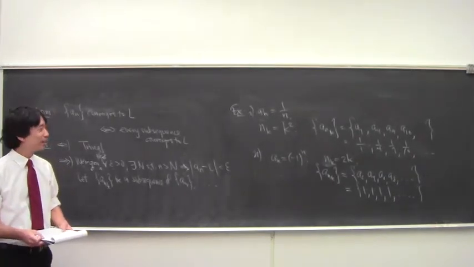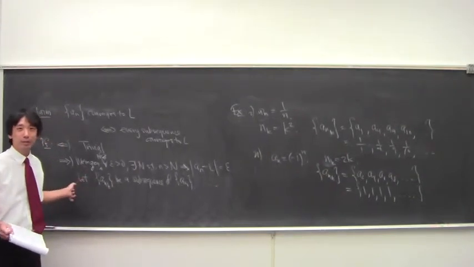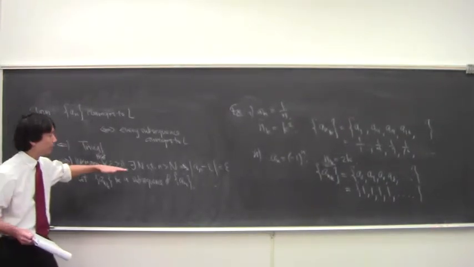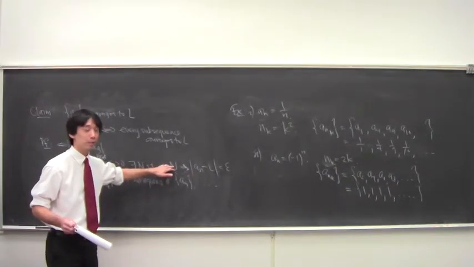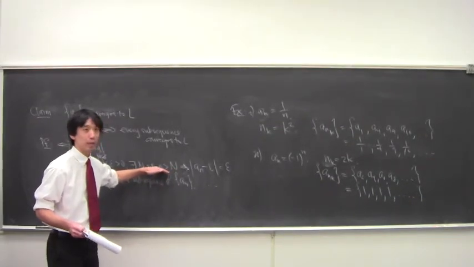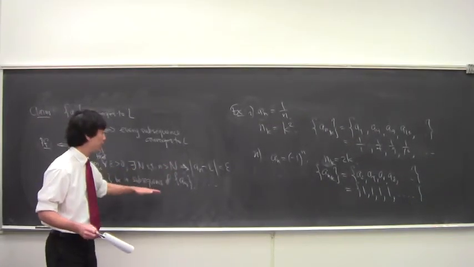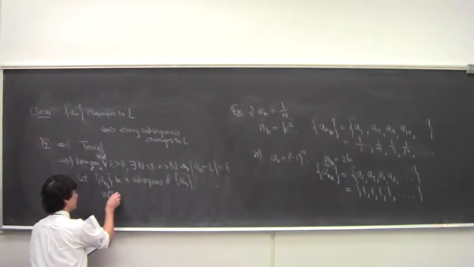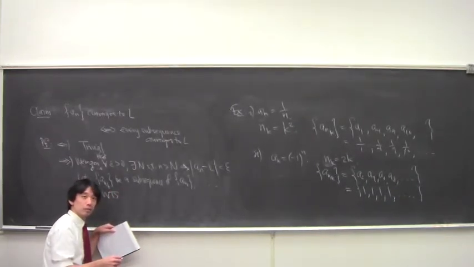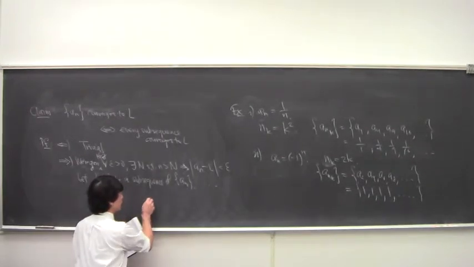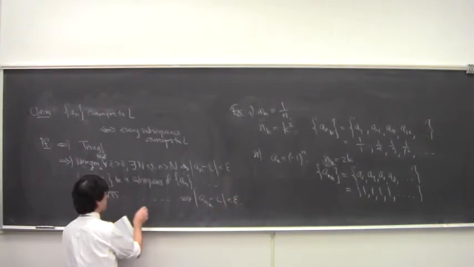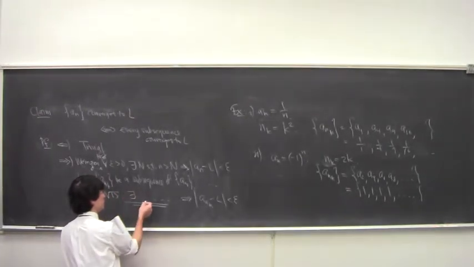So, okay, what's the idea? The idea is pretty simple, right? You have a subsequence. You already know that there's some time past which all the a sub n's are within epsilon of L. You're trying to show, can somebody tell me what you're trying to show? You want to show that |a sub nk minus L| is less than epsilon. Yeah, so you want to show that there exists some, what?